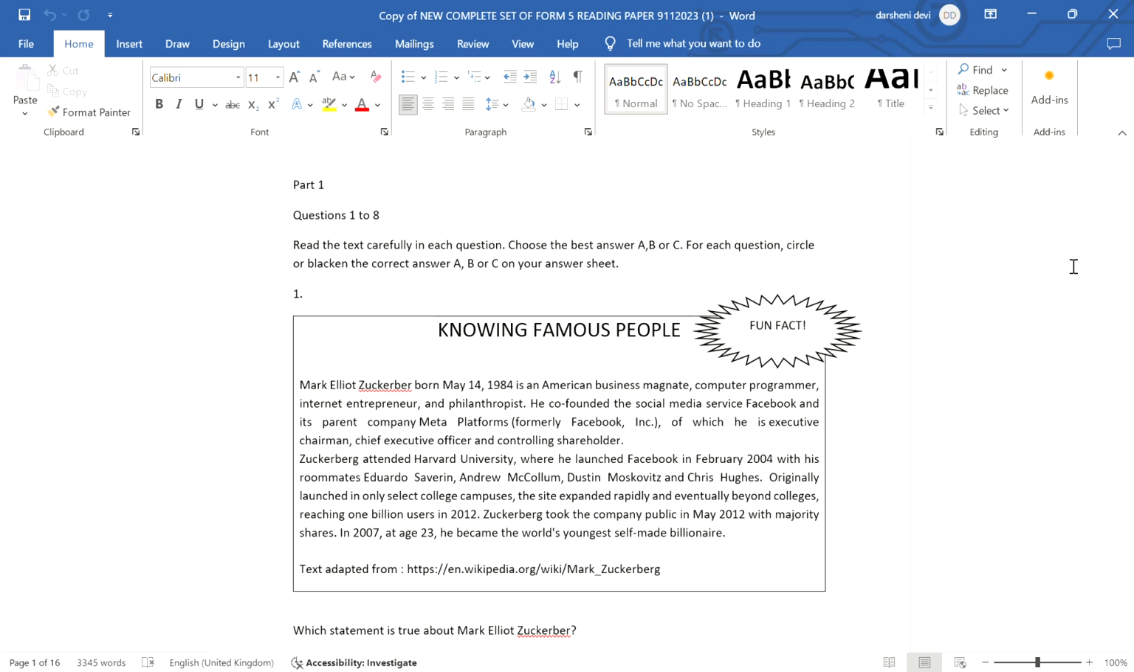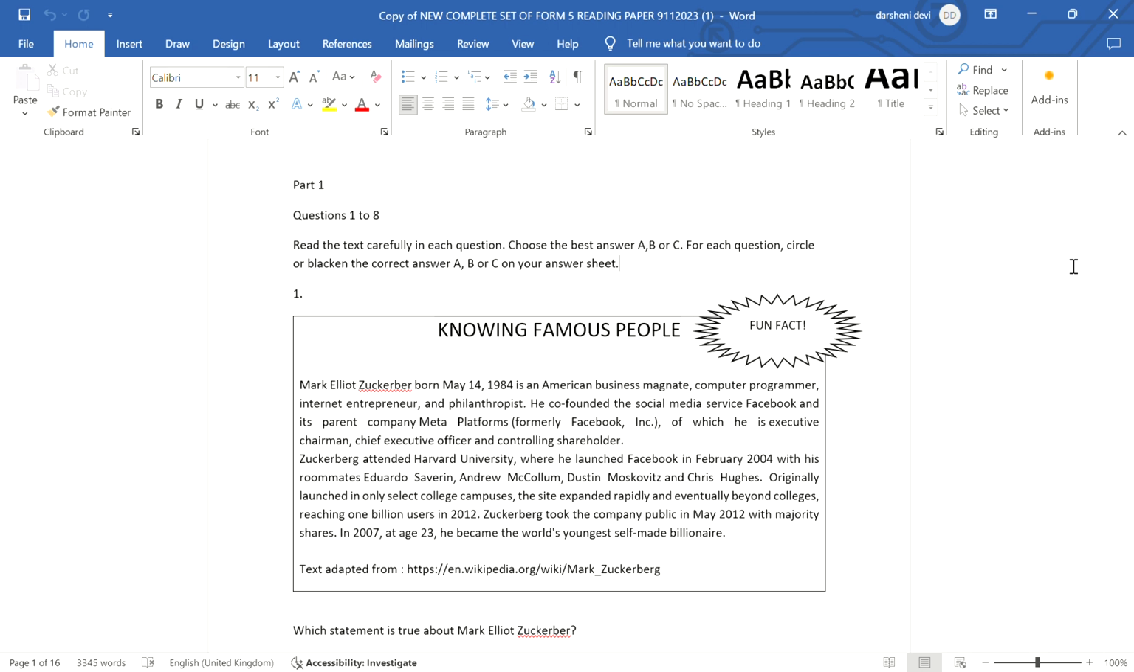Okay, we are back again with our class students. So today we are going to look at the reading paper. We are going to do a simple revision of the SPM reading paper regarding the layout, the format, and then the sample questions, okay, and the techniques that we can use to answer the questions effectively.